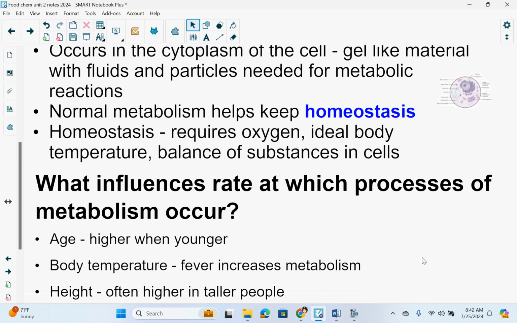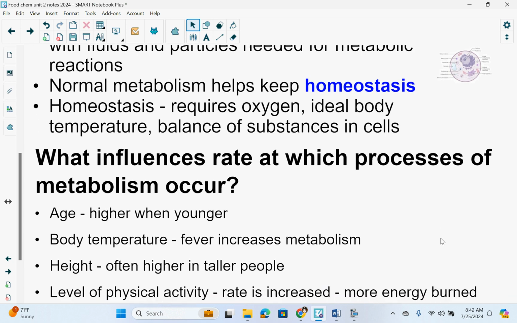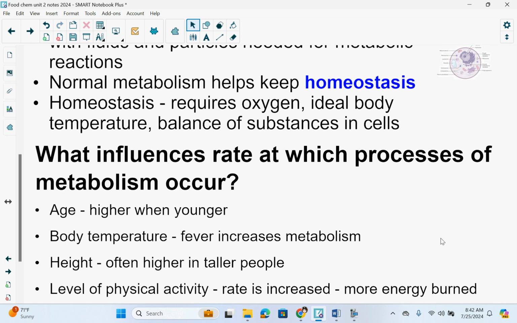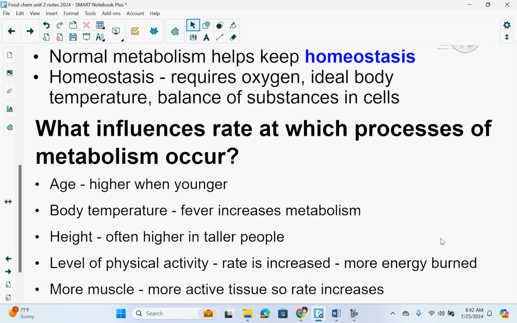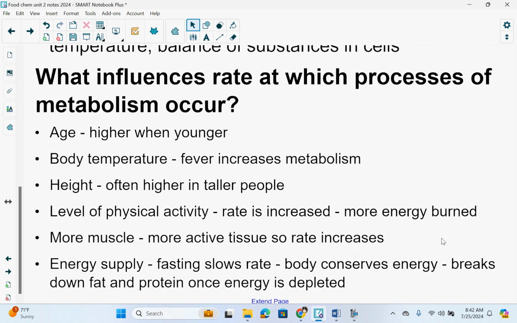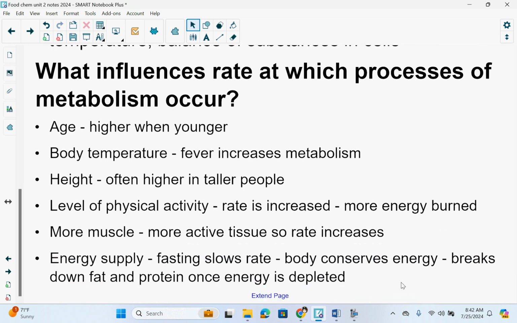Height, it's often higher in taller people because there's more of you, right? So there's more reactions that have to occur, and that tends to increase the rate. Your level of physical activity will increase the rate because there's more energy to be burned. If you have more muscle, there's more active tissue, so the rate increases. And in general, your energy supply.